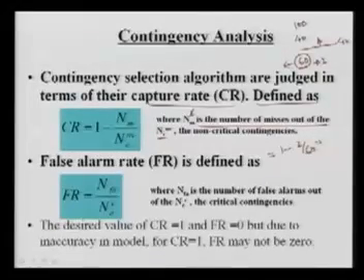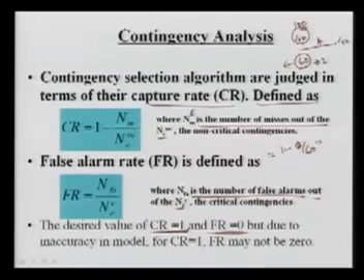Normally what we want is that the miss rate is 0, so the capture rate is unity. The standard practice is that we always want the capture rate to be unity and the false alarm rate to be 0. What is the false alarm rate? The false alarm rate is defined as FR = NFA/NCC, where NFA is the number of false alarms out of NCC, the number of critical contingencies, in this case 40. So if there is one false alarm, it is 1/40 is your false alarm rate. We want this value to be 0, meaning there should not be any false alarm.